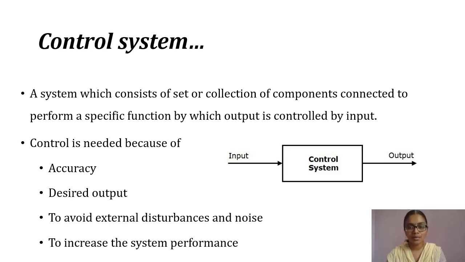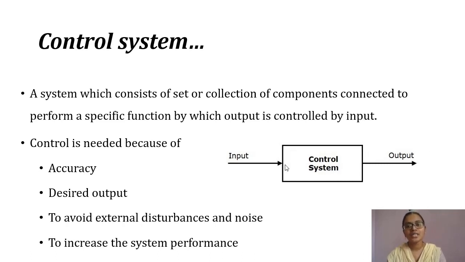So if we are giving an input to a system, whatever may be the system, depending upon the input, the system's output can be achieved. So we are controlling an input parameter so that the output can be achieved. This is called a control system.